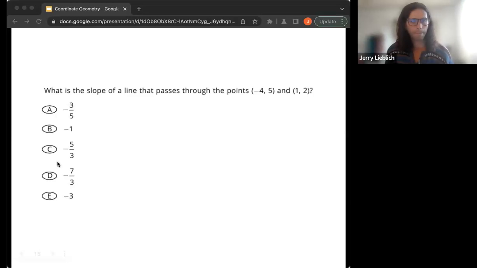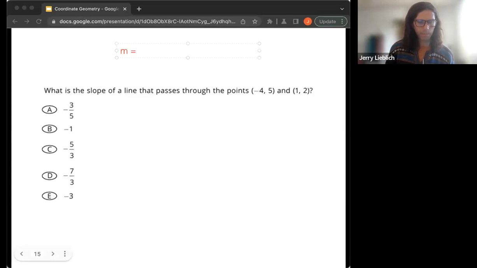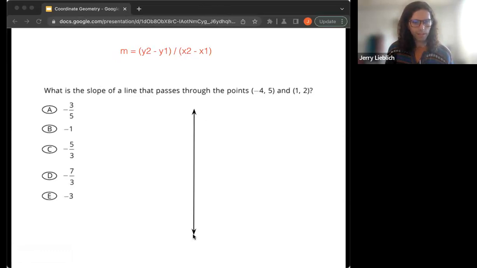Okay, so we are here asked for the slope. Keeping in mind the slope is the change in y over the change in x, let's do that here. So it passes through -4, 5, and 1, 2. Let's just sketch this here. Helpful to get a sense of what's going on. So -4, 5, something like this, and 1, 2.